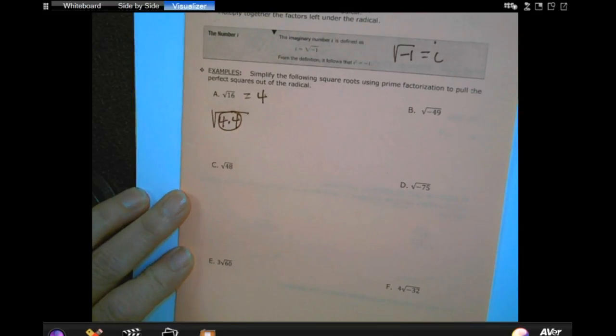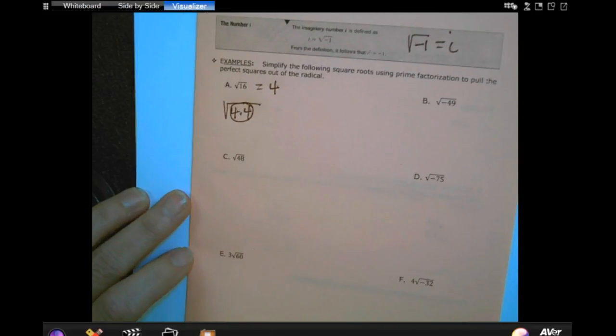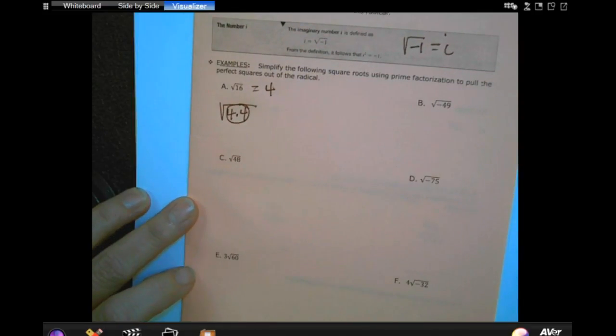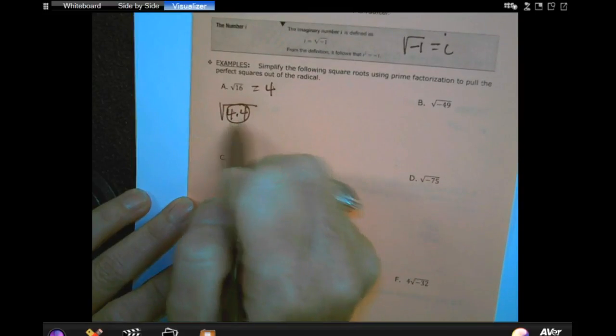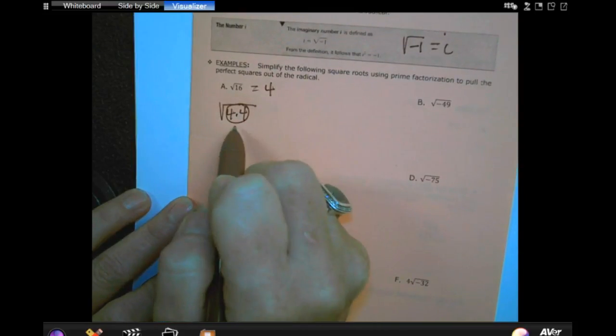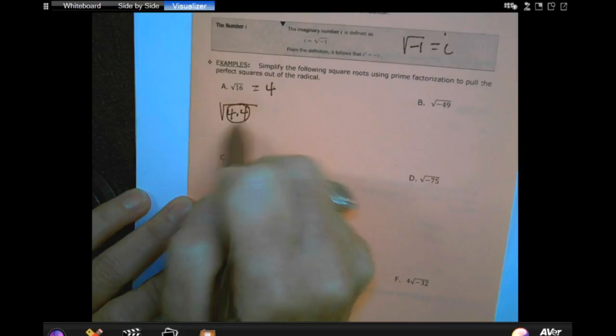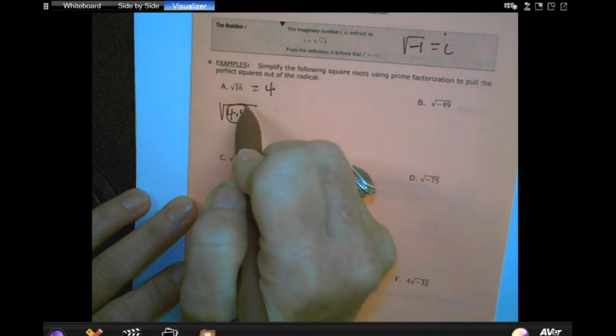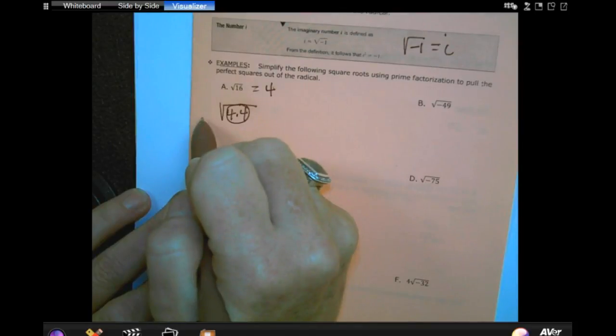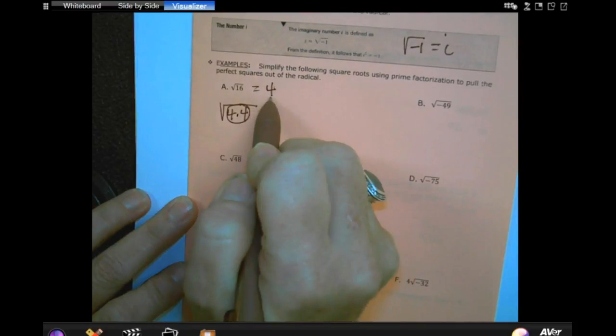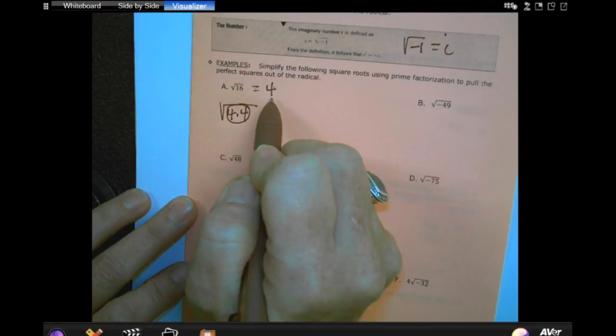And so here's one way to think about this. I'm going to tell you a little story about it, okay? It's your favorite thing. You all love dating. You love your boys and girls. We love to date. So when you look at this, think of it like this. I have a pair of 4s. If you have a pair, they get to go on a date, so they get to come outside of the square root sign. And the square root goes away. Okay?